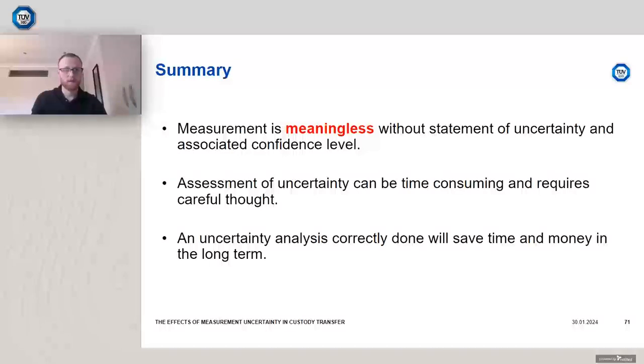So just in summary, a measurement itself is essentially meaningless if you don't have a statement of uncertainty and the associated confidence level, because that's what gives you the quality of the measurement. It's defining how good your measurement is. For certain applications, assessing uncertainty can be time consuming and require careful thought to consider what all your sources are. But if you do the analysis correctly, it will save time and money in the long term, particularly for high value applications.